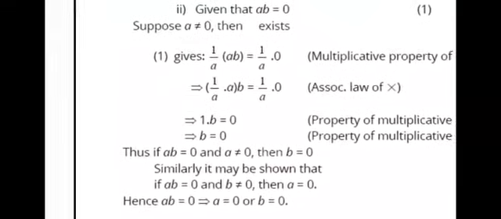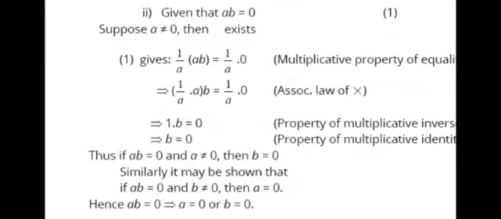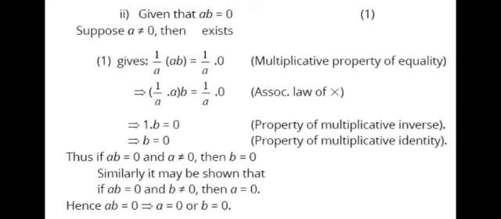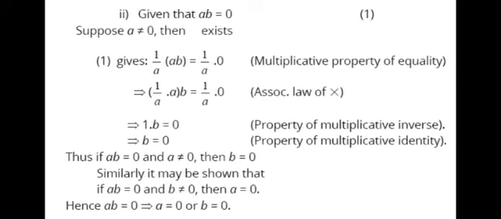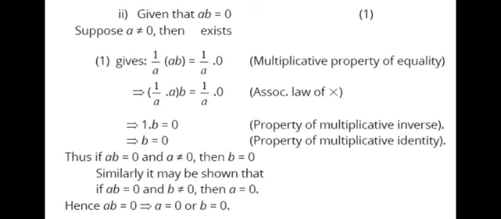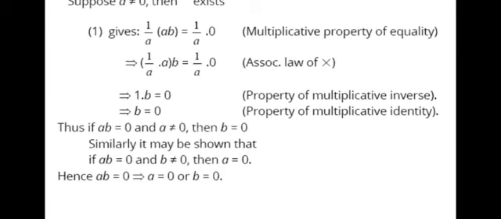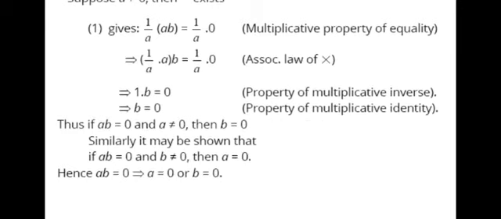Second is AB is equal to 0. We multiply both sides by 1 over a. 1 over a into a cancel each other because they are multiplicative inverses of each other, equal to 1. So it becomes b is equal to 0. Thus the product of a and b is equal to 0 if a is not equal to 0 and b is equal to 0. Similarly, it can be shown if the product of AB is 0, then either one of the numbers is 0 or both.